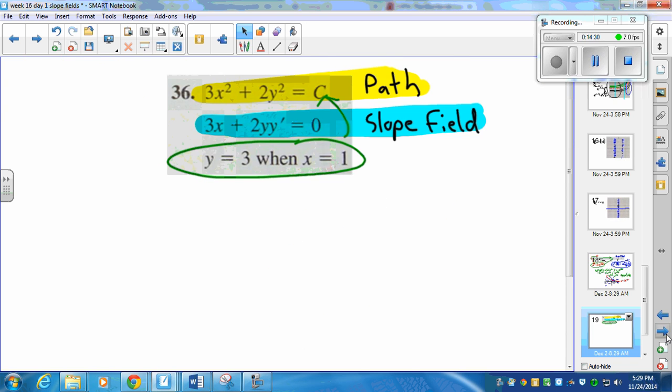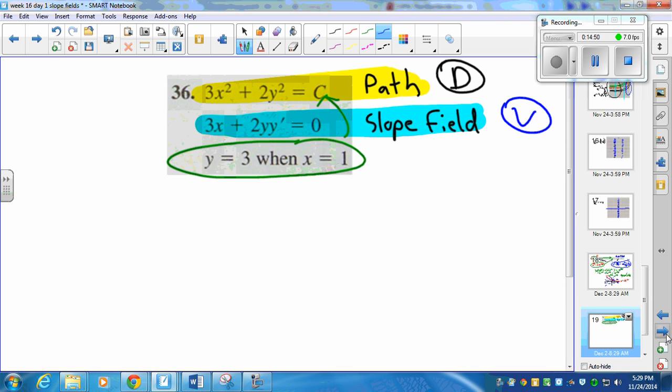Okay? Another one that you might see is this one on 36. It lays out all sorts of things, and it's again trying to say, do you agree or not? The path is the D world, and it's trying to tell you that those paths should fit these slope fields. So the blue creates the slope field, and then the yellow would be a path that pierces through that slope field. Well, let's check it.